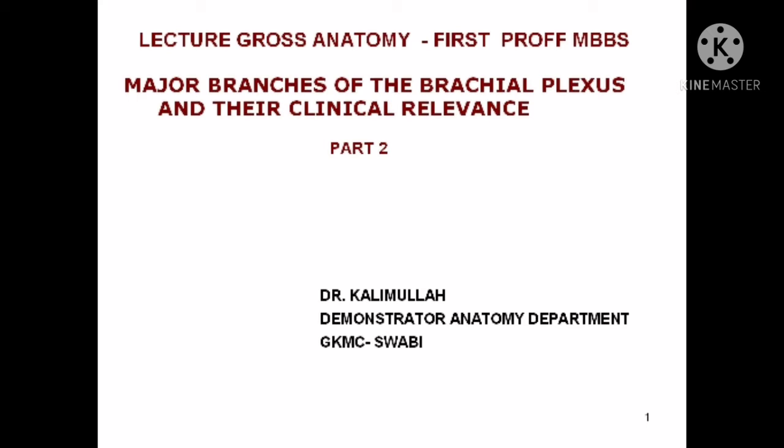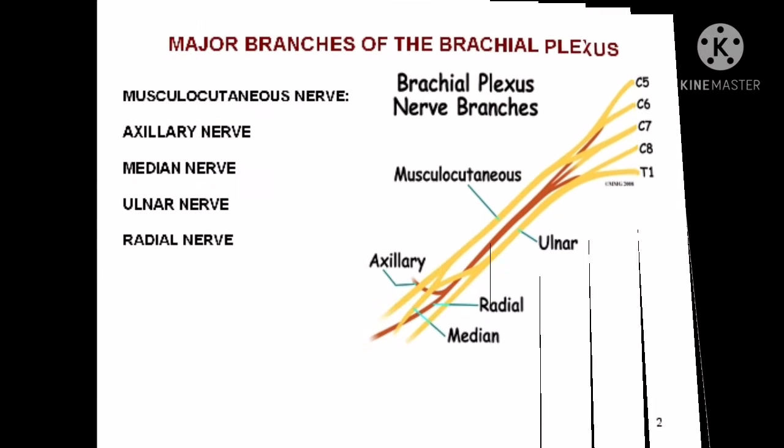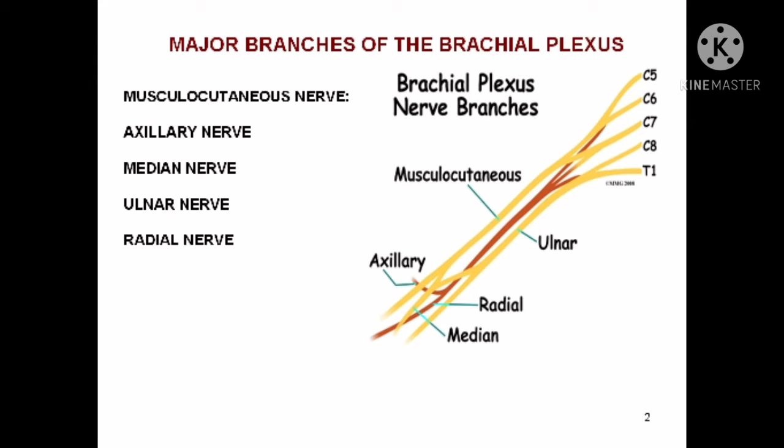Today we will discuss the major branches of the brachial plexus and their clinical relevance. I am Dr. Karimullah, Demonstrator Anatomy Department, GKMC Swabi. The major branches of the brachial plexus are the musculocutaneous nerve, the axillary nerve, the median nerve, the ulnar nerve, and the radial nerve.